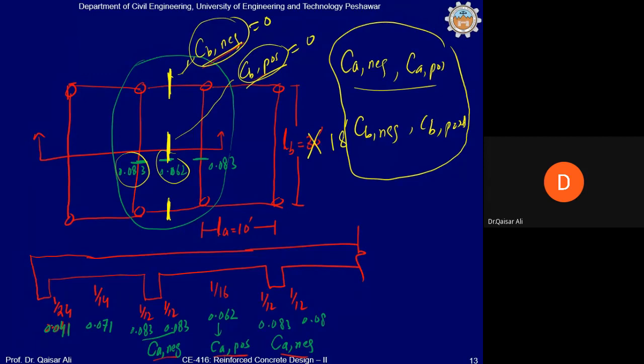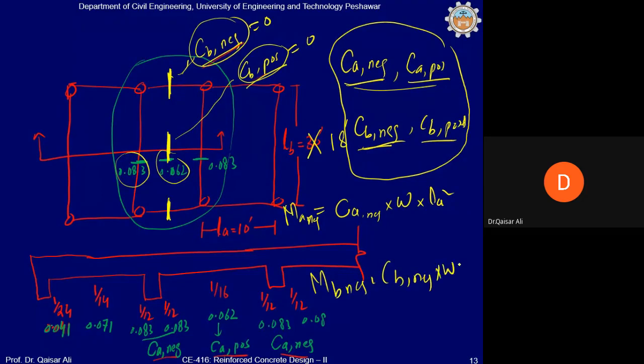So this is the summary of this lecture. In this lecture we will calculate CA negative and CA positive along the shorter direction, and along the longer direction we will calculate CB negative and CB positive. Once we calculate these coefficients, we multiply them with their respective lengths to calculate the moment. For example, Ma negative equals CA negative multiplied by W multiplied by La square. Similarly, Mb negative equals CB negative multiplied by W multiplied by Lb square.